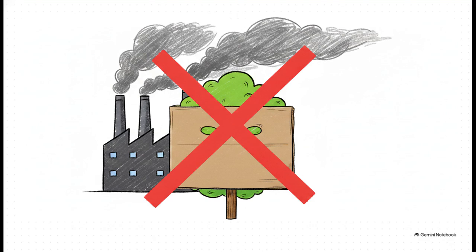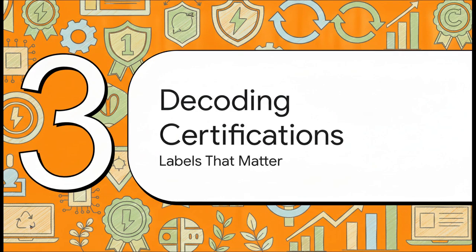Yup, this perfectly illustrates the hidden trade-off sin. The headline number? Technically true because of the offsets, but it totally masks the reality that the actual factory is churning out the exact same emissions. True sustainability is about reducing emissions at the source, not just buying carbon indulgences after the damage is done. Which brings us to Section 3, decoding hardware certifications.